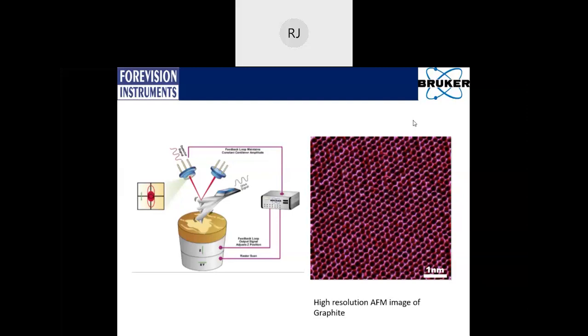It can be either sample scanning or tip scanning, based on the requirement of the users or based on the system configurations. So this is the basic system of AFM.